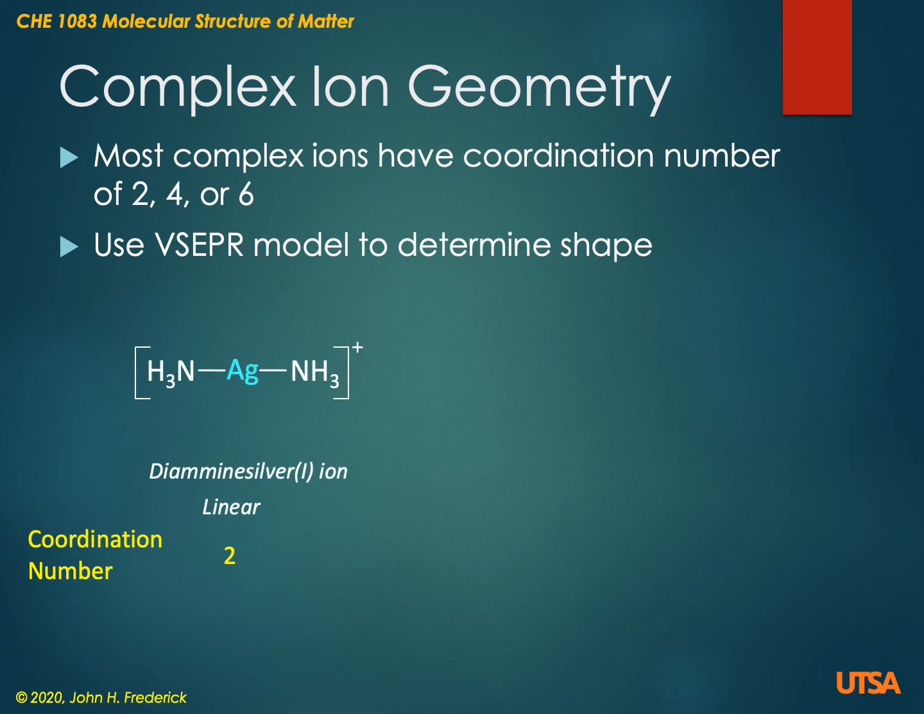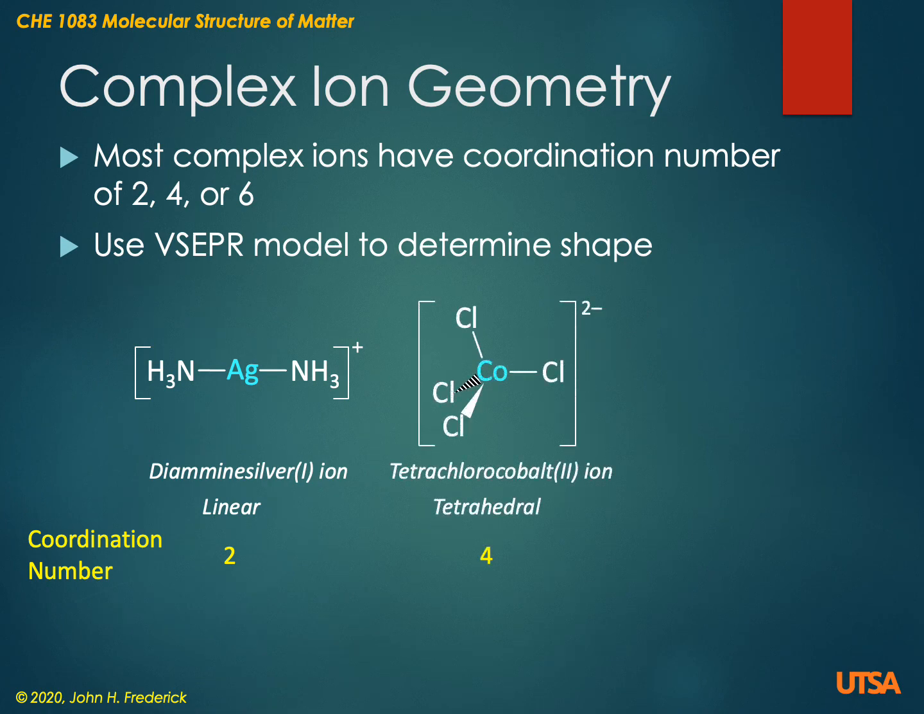So for example, if the coordination number is 2, and the diammine silver(I) ion is a good example of that, we're going to expect to have a linear complex ion. The two ammonias are going to be on either side of the silver as far apart from each other as they can be. If there are 4, we will experience some tetrahedral complexes like this tetrachlorocobalt(II) ion.